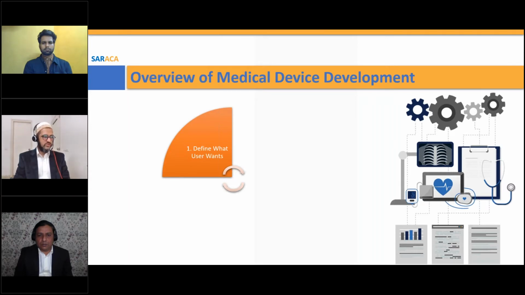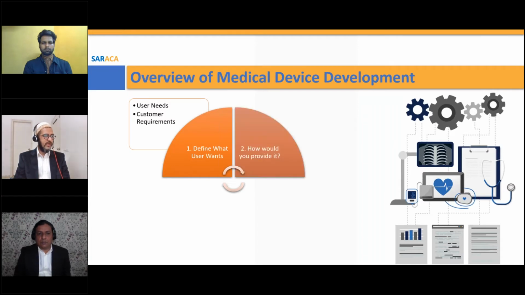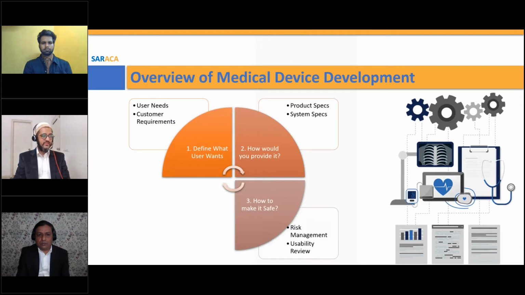Define what the user wants. Now you have defined what your user is actually wanting, with user needs and customer requirements, as you have already said. Now you have to decide how you are going to provide what your user is asking. For that, you'll have product specs, system specs, your design output, and your actual product. How you make it safe: you'll do risk management, and you'll do a usability review over that.